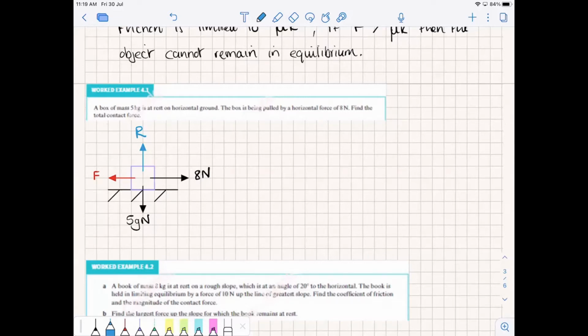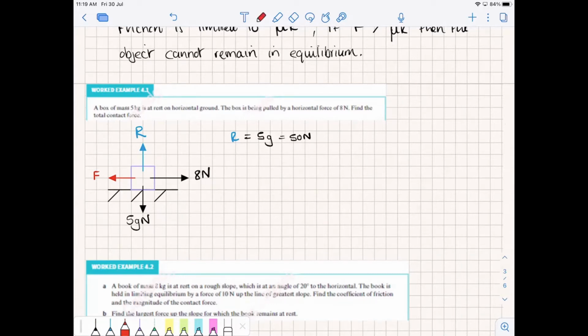Because these objects are at rest, that means they are in equilibrium. So R must be equal to the force acting in the opposite direction, and that's the weight. And we can see that that's just 5g because the object weighs 5 kilograms, and so R is equal to 50 newtons. Nice and easy one. It's always nice when things are acting on horizontal surfaces because then we don't have to resolve or split up components to find the normal contact force.